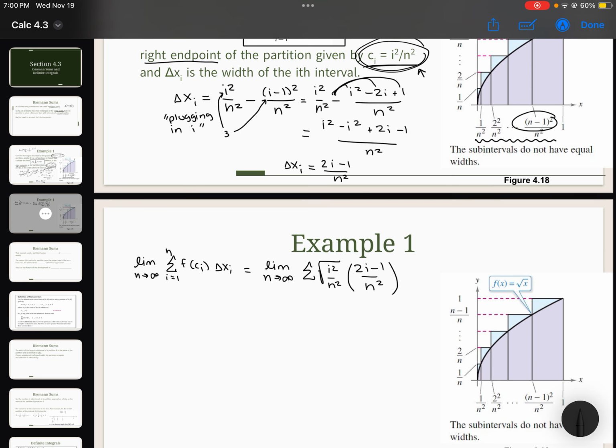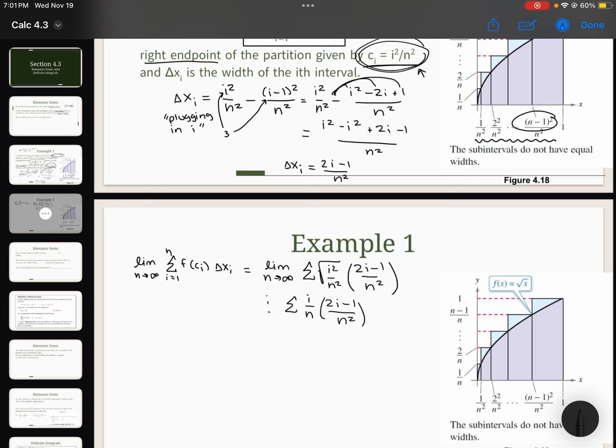All right. Now you guys kind of know the drill from here on out. We want to simplify and we want to solve this summation. I'm going to take the square root of the top and bottom. So the square root of i squared is just i, the square root of n squared is just n. And then we have this (2i minus 1) over n squared.